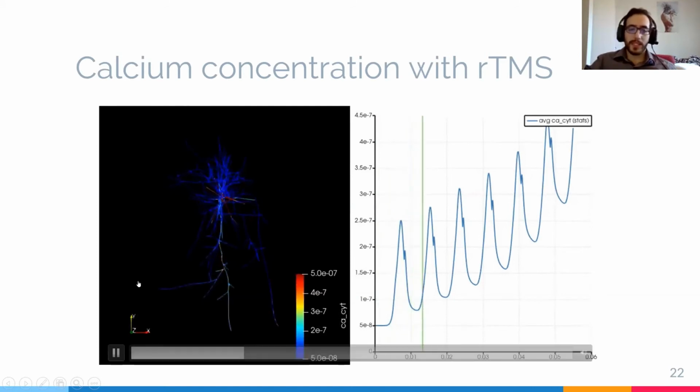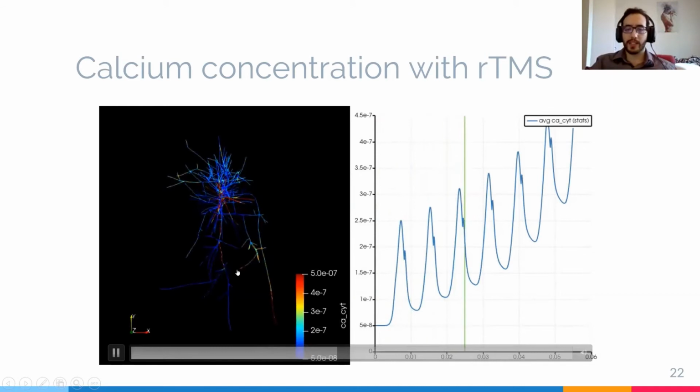And what we see is a sophisticated pattern of propagation of calcium across all the branches in the neuron. And what we see is the average of the calcium concentration throughout the neuron. And at each TMS spike, we see calcium go up and down.